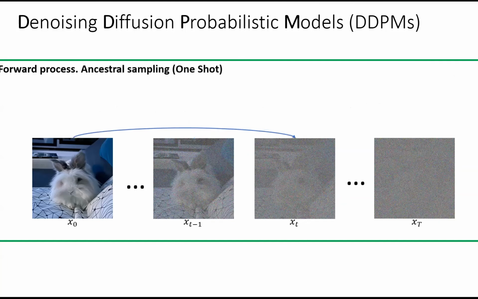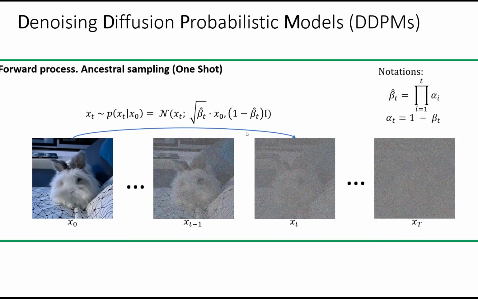Now we can also do it in one shot. We don't have to go through all these steps. We can take x0 and directly get xt. And that will again be a normal distribution, which is shown here, of the random variable xt. This is the mean, x0 multiplied by this, and this is the covariance matrix. Again, beta hat is defined in terms of alpha, and alpha is defined in terms of beta. That's the process, which is called the forward process, how we go from x0 to xt directly.